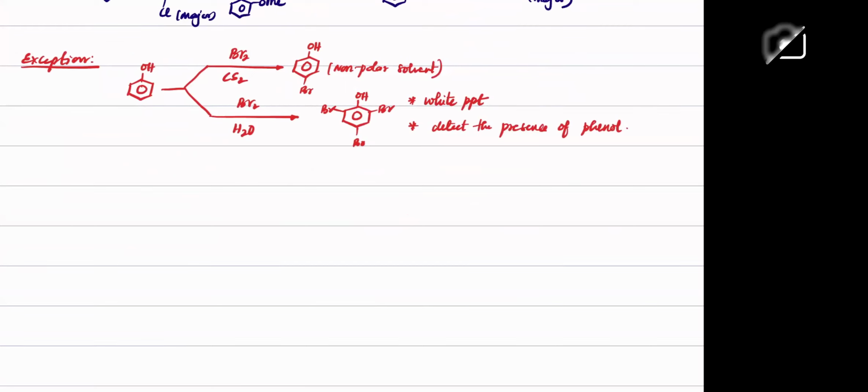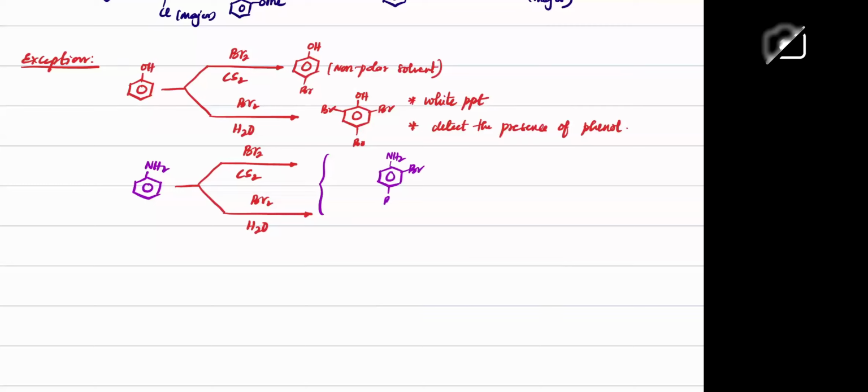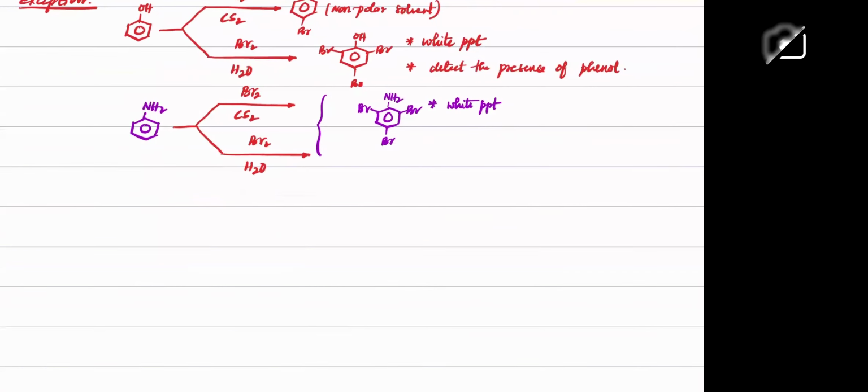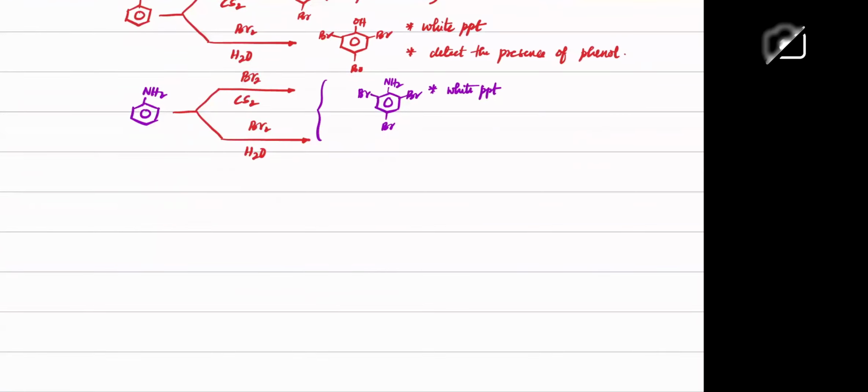Now what happens with aniline here is, with aniline, what is expected out of you is that whether you take bromine in CS2, polar or non-polar, in both the cases, aniline being such a strongly activating group, it would give you bromination at all three positions, and this is also a white precipitate. Okay, clear? And of course, this is not used to detect aniline, but yes, this is a white precipitate. Got it? Clear on this point?